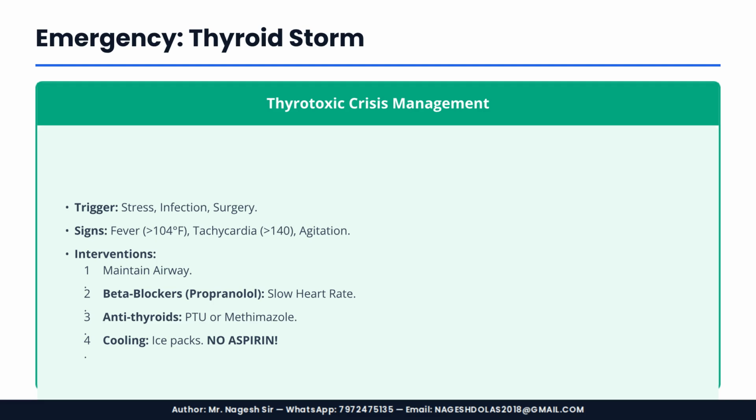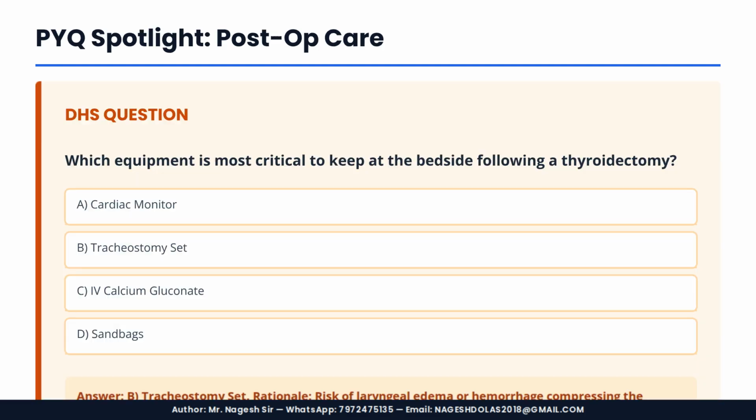Management priorities are maintaining the airway, beta blockers, antithyroids, and cooling without aspirin. In post-op care following a thyroidectomy, which equipment is most critical to keep at the bedside? The primary concern for airway compromise makes B, tracheostomy set, the most critical equipment.